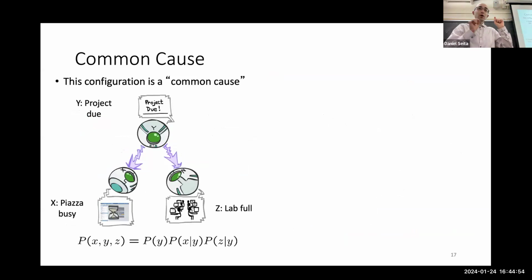All right. So we talked about the causal chain, which means 3 nodes connected to each other in a sequence. This is a common cause. You have 3 random variables. Y is your project is due. Or we don't have projects in this class, we have labs, so just say your lab is due. Then Piazza is busy, right? And the lab is full. This assumes you're in lab 3 and 4, where you're going to be there in person. So what do you think of this? If your project is due, what's going to happen?